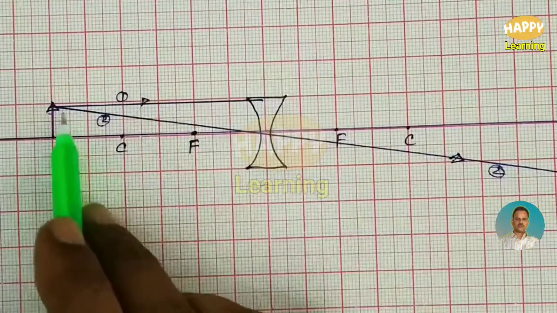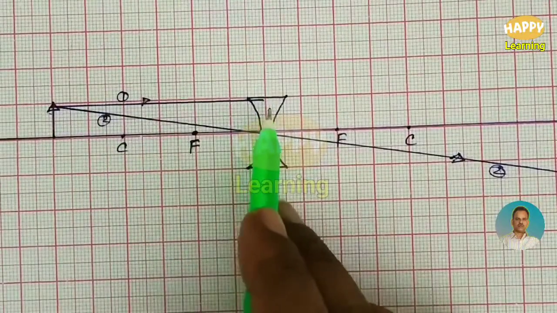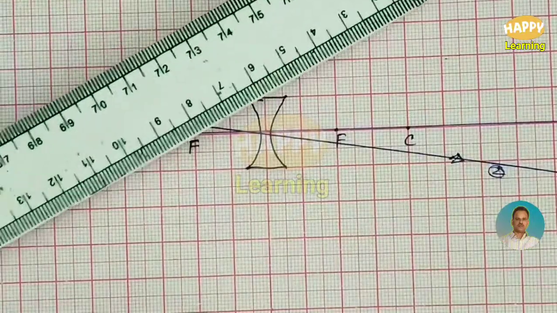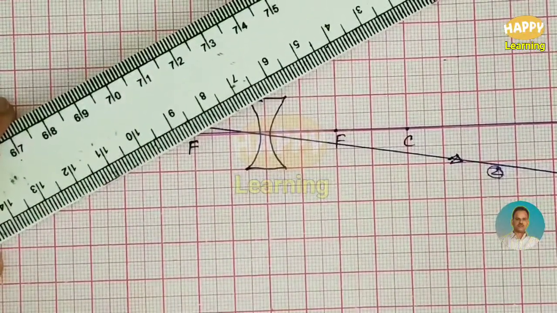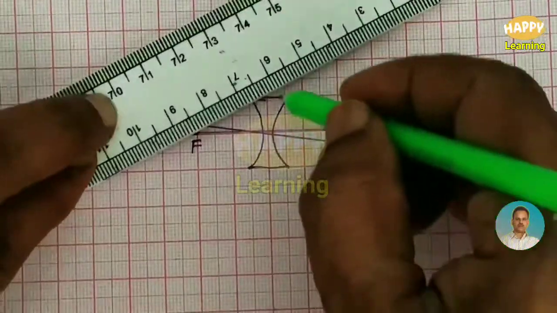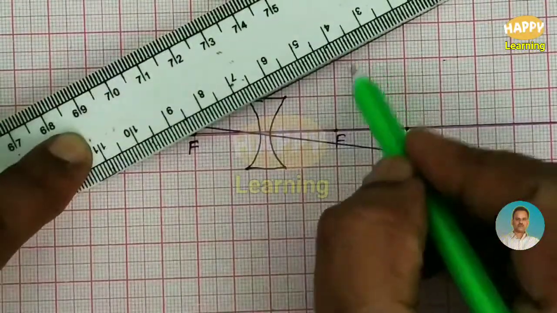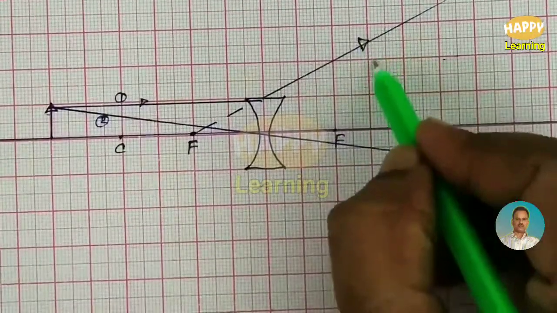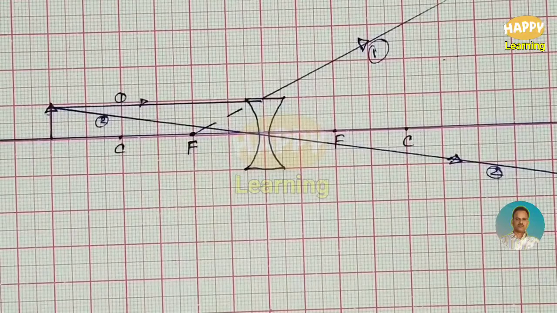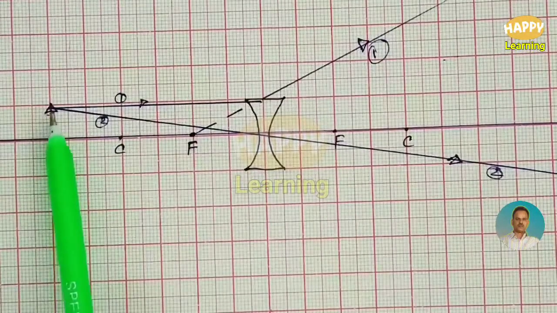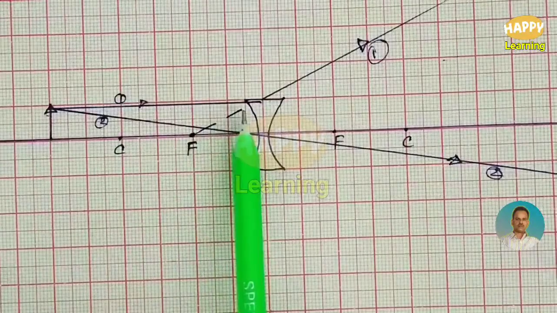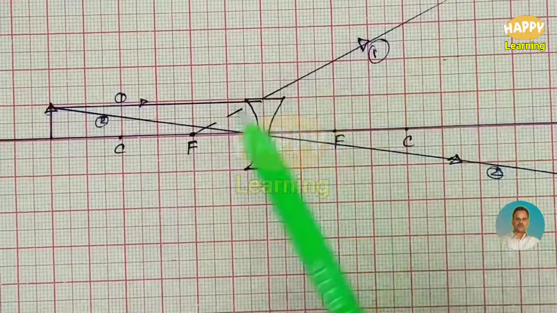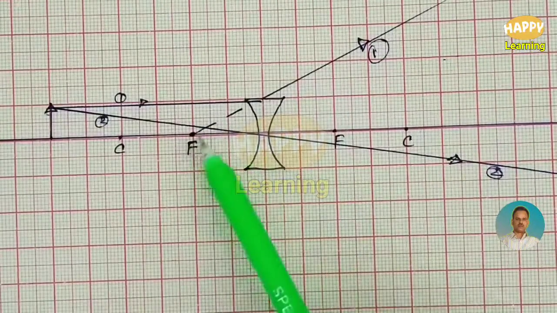Now this first ray is parallel to the principal axis. Now it refracts such that it has originated from the focus. So this will be the first ray. So when the ray is parallel to the principal axis, after passing through the concave lens, it refracts such that it appears to be coming from this focus.